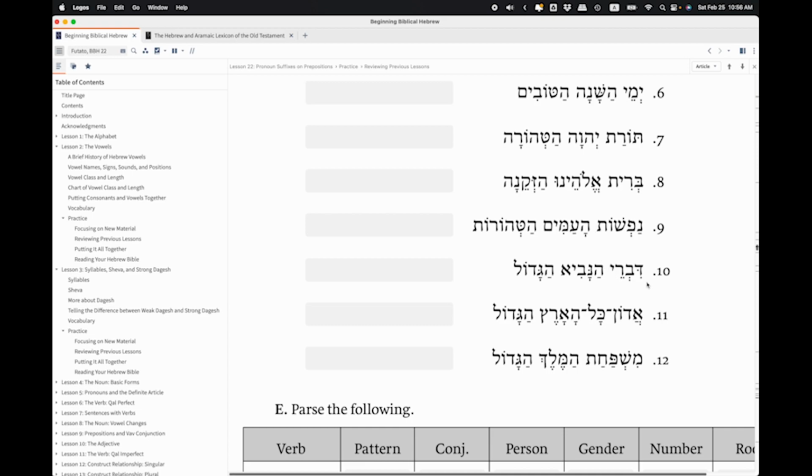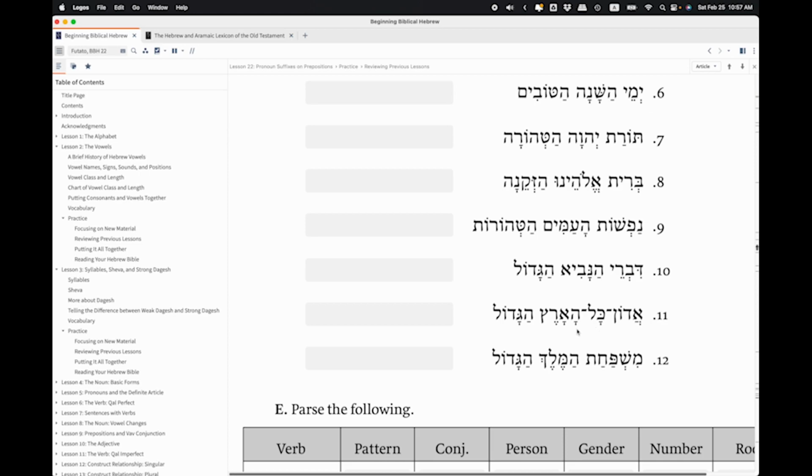Number 10. Devrei is in construct. We've got the masculine plural construct ending here, Sarayod, with Hanavi. So this would be the words of the prophet. Our adjective is Hagadol. So Hagadol is masculine singular. Devrei, this is masculine plural. So Hagadol would have to modify Hanavi. So this would then be the words of the great prophet.